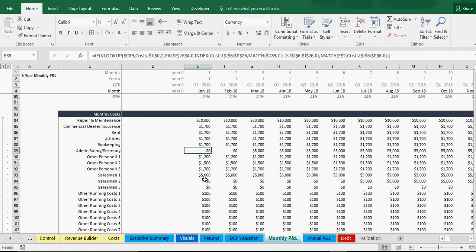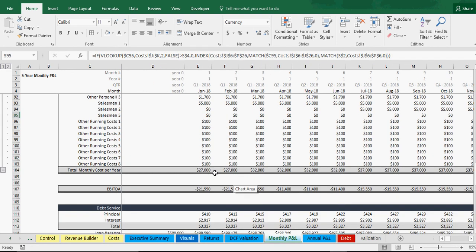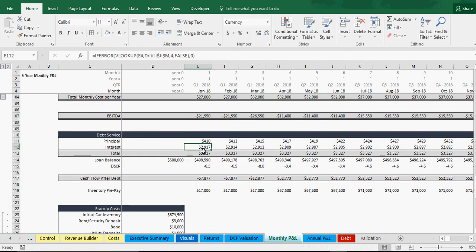You can see here salesman 1 and 2. We started salesman 2 in July of 18, salesman 3 in Feb of 19. So that's when those costs start. So that gets you to a monthly cost per year. Then you've got our EBITDA monthly. We've got our monthly debt service coverage, cash flow after that.